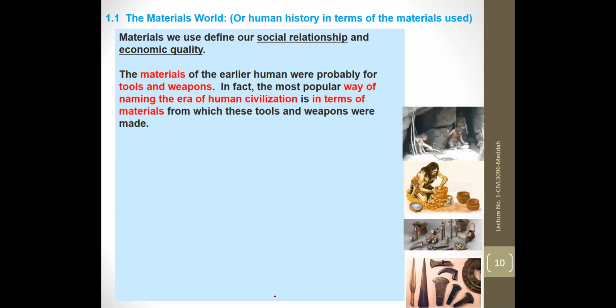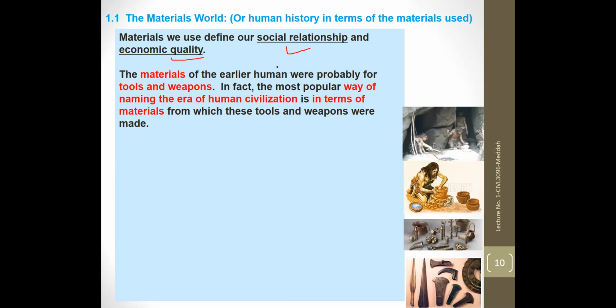So now let's have a look at the materials throughout history and the materials world, and how humans name the materials, relating them to history. We have learned up to now that materials are part of our life. That means there is an interaction between the human and the materials. And therefore, materials define our social relationship and economic quality. How we are using the materials, what types and what quality of materials we are using, defines our social relationship and our economic quality of life.